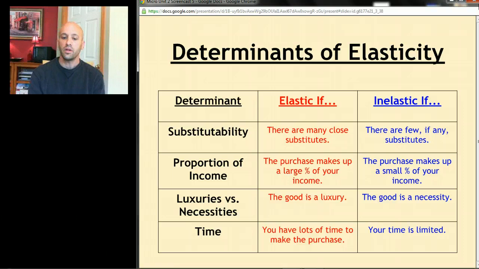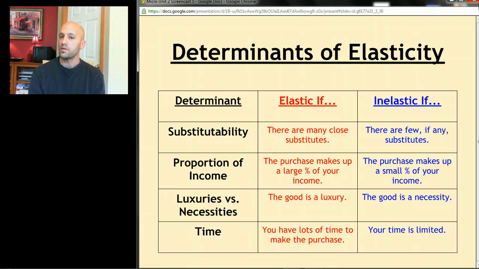Okay, second determinant is proportion of income, which is what percentage of your income does that purchase take up? A good's going to be elastic if that good takes up a big portion of your income. Things like cars and houses. When the prices of those things change, I really notice them because they're such a big portion of my income.